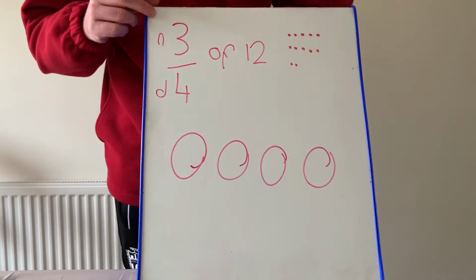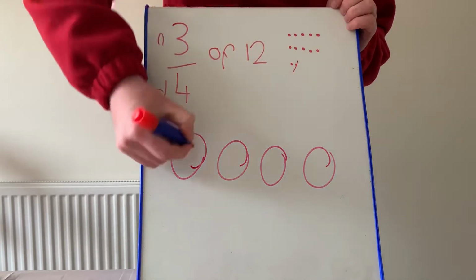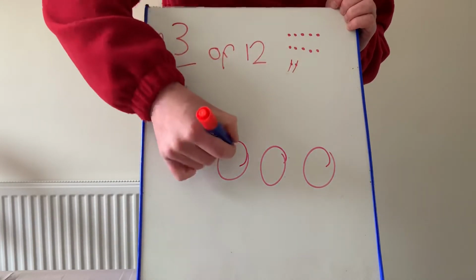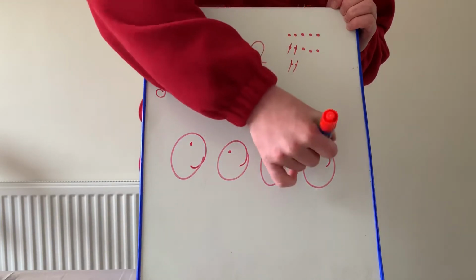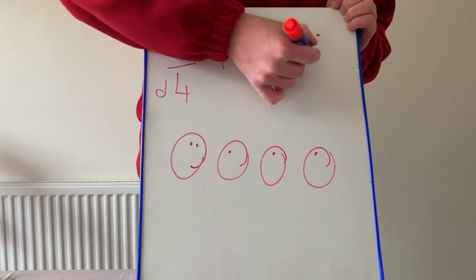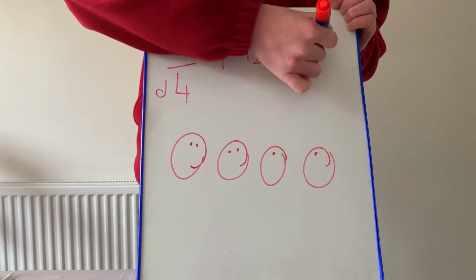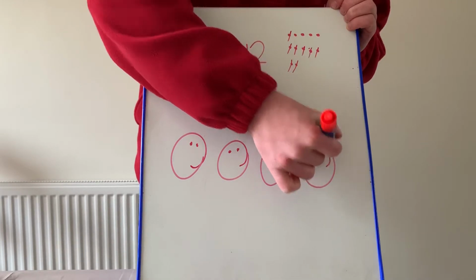Three-quarters of 12, dividing by 4, so I need to share my peas equally between my plates. Now, I'm not feeling too confident on this one, so I'm just going to do one at a time. Crossing them out and putting them onto my plates, making sure that I remember where I was at before.